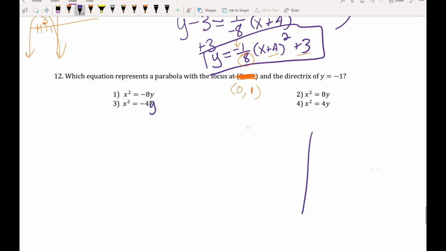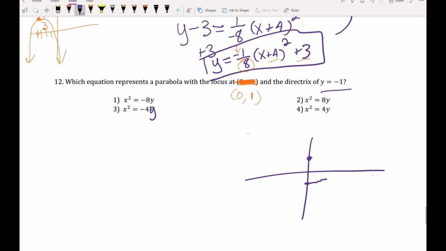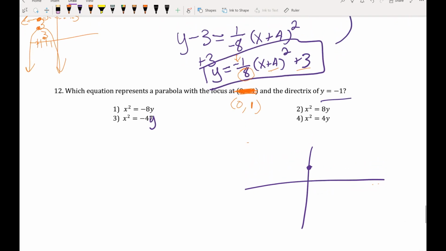Okay, so I'm going to sketch what they're telling me here. Say I've got a focus at (0, 1), so if I go up 1, there's my focus. And the directrix is at y equals -1. So if I go down 1 unit and draw a horizontal line there, that's going to be where my directrix is. So something like right about there. And again, this is just a rough sketch, doesn't need to be perfect.